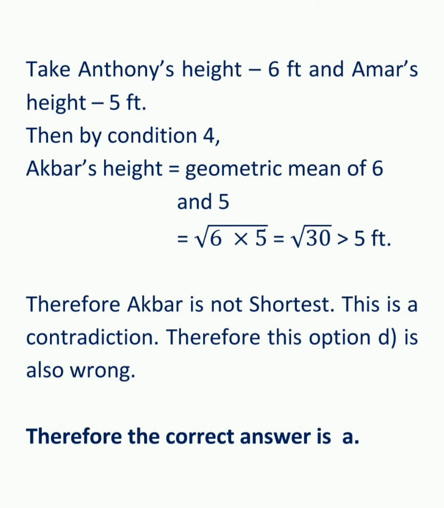Then by condition 4, because Akbar is the engineer, Akbar's height equals the geometric mean of 6 and 5, that is equal to the square root of 30, which is greater than 5 feet. Therefore, Akbar is not the shortest, which is a contradiction. Therefore, this option is also a wrong one. Therefore, the correct answer is option A.